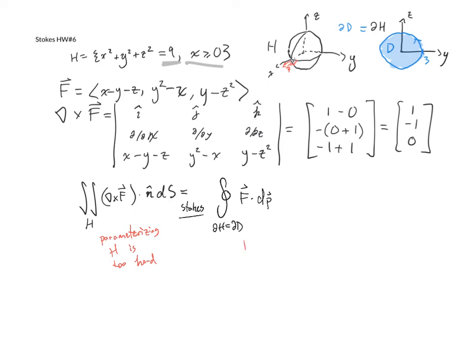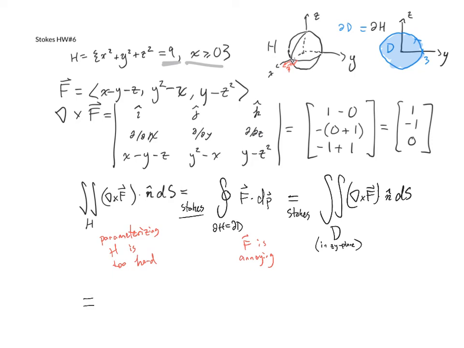So, and now here, f is annoying. And so the Goldilocks situation is to pass back using Stokes again to get the integral of the disk, d, now living in the zy plane, of the curl of f dot n hat ds. And I know that the curl of f is, how should I write this? Let's write it as a vector.